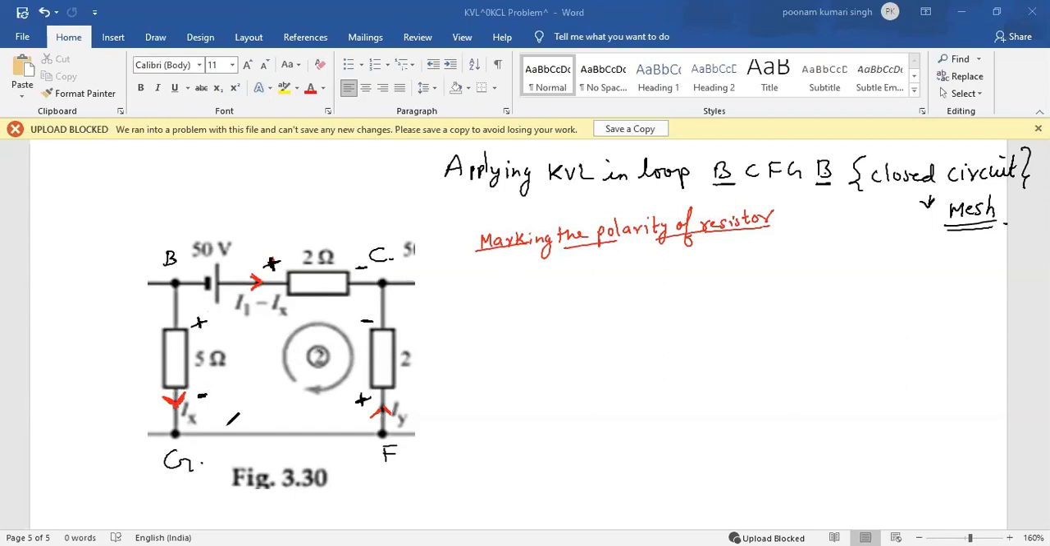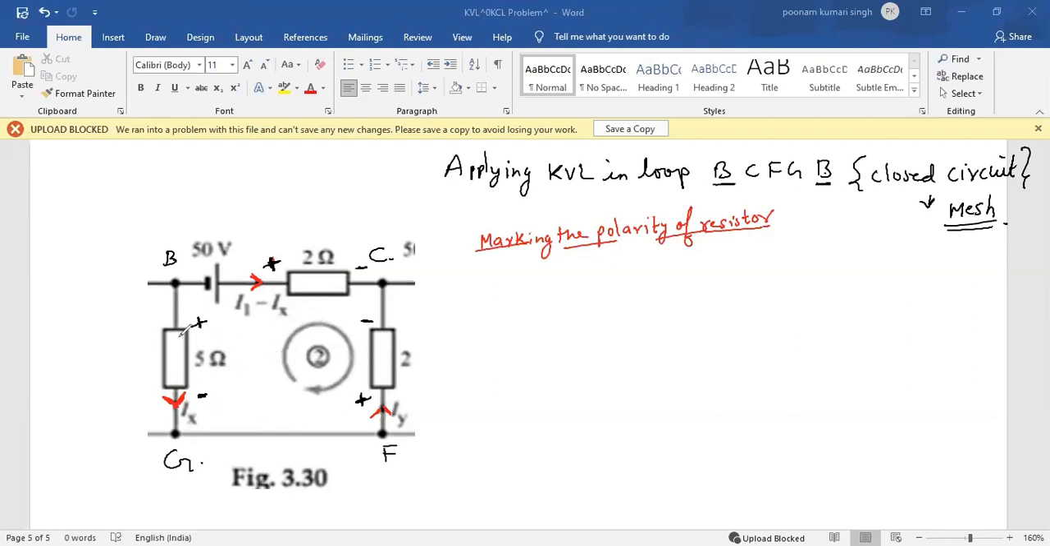Is it fine, students? As per the direction of current, can you understand the polarity, how I have marked plus and minus here? Please respond yes or no. Yes, sir. What about others? Others, are you comfortable with this? Yes, sir. Okay, so let's go in clockwise direction now.